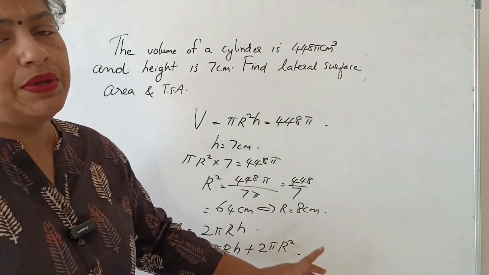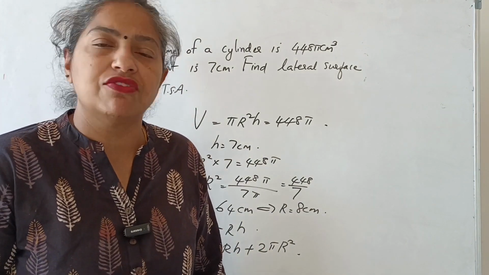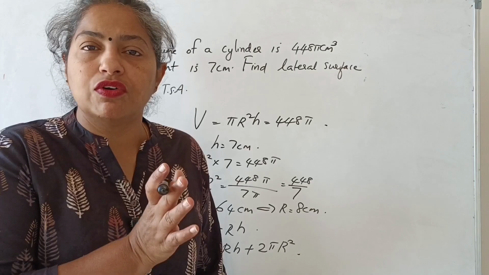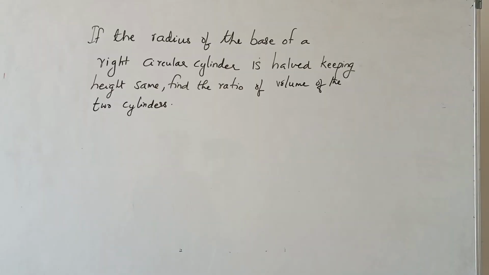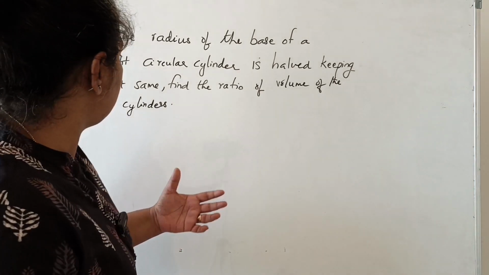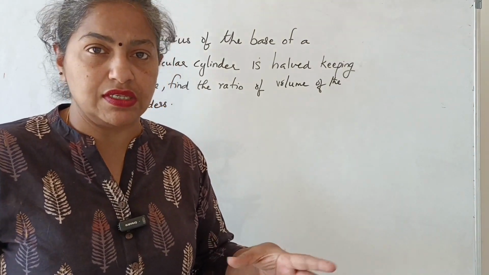So substitute the value and get the answer. It's basic multiplication. You people can do it. So I will move on to the next one. If the radius of the base of a right circular cylinder is halved, keeping the height same, find the ratio of the volume of the two cylinders.